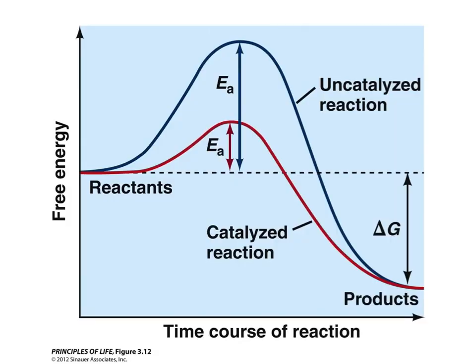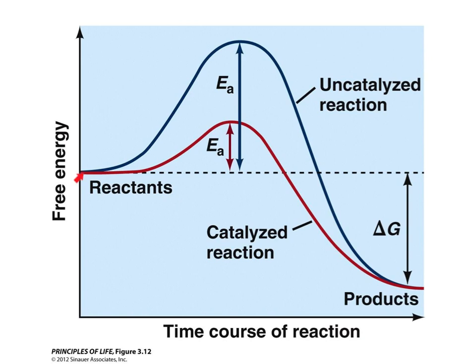So let's take a look again at a free energy graph over the course of time. In this particular case, I know that this is an exergonic reaction because the reactants, or your substrates, have more energy than the products do down here. So this delta G is considered negative.